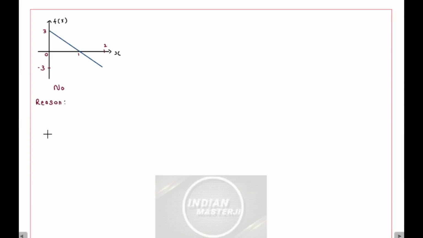We just studied that the graph of f of x cannot have negative values. It can't go below the x-axis. The graph of f of x cannot have negative values.